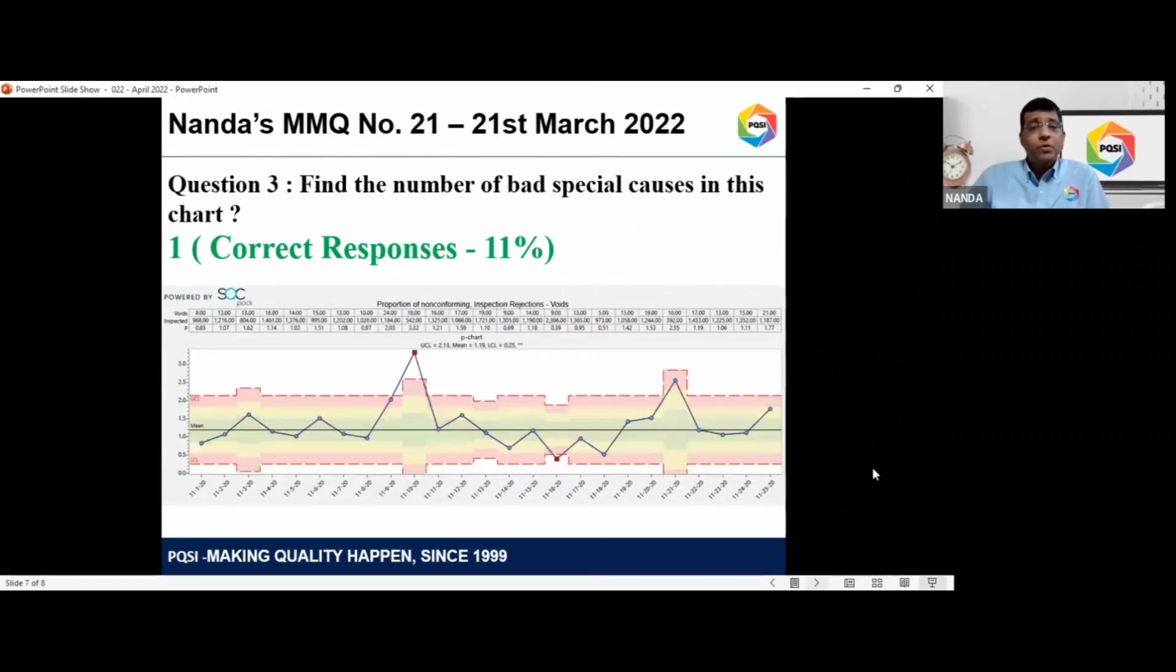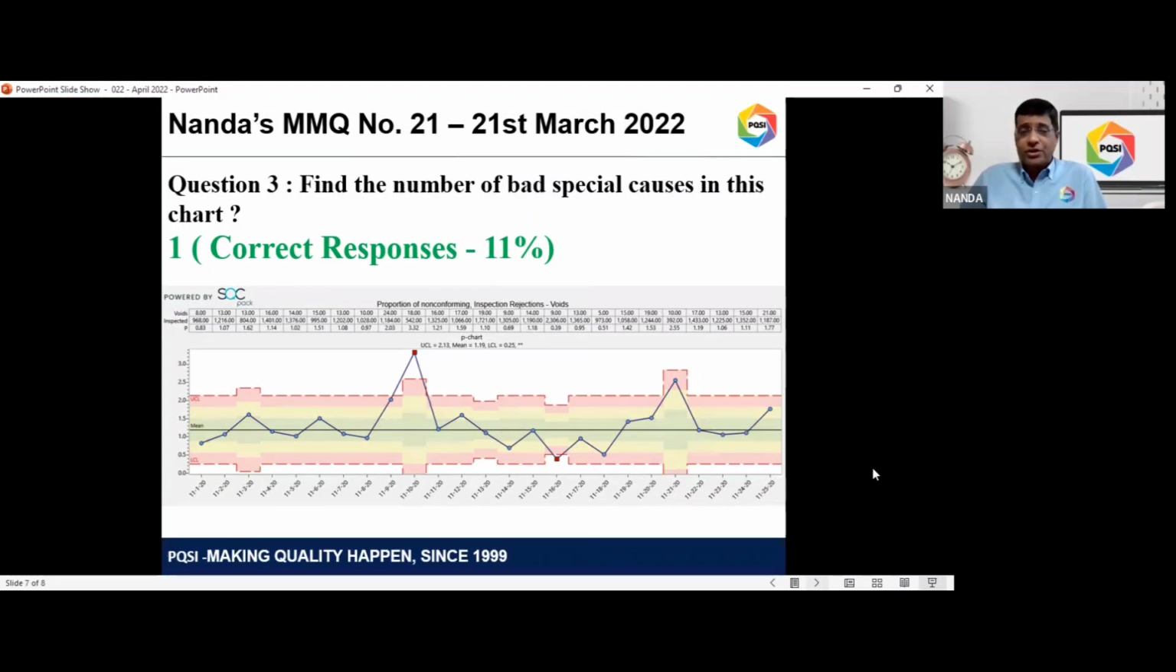The third one was the most tricky question, and I also expected the number of correct responses to be lower. Only 11% of the respondents got this answer correctly. So this is a P chart, and the question was, find the number of bad special causes in this chart. First, you need to understand how many special causes there are in this chart. So there are only 2. Okay, so on this P chart, fortunately, the software picked it up as the red colored ones.